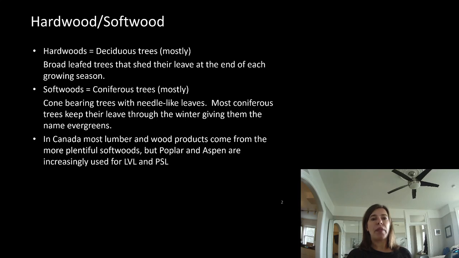Most lumber that we use comes from softwoods. So if I asked you, what is the type of wood, or what do we use, hardwoods or softwoods for most of our construction wood, the answer would be softwoods. We are starting to use poplar and aspen more for our parallel strand lumber and our laminated veneer lumber, or our LVL and our PSL. But those make up such a small quantity of the construction material we use that mostly we use softwoods.